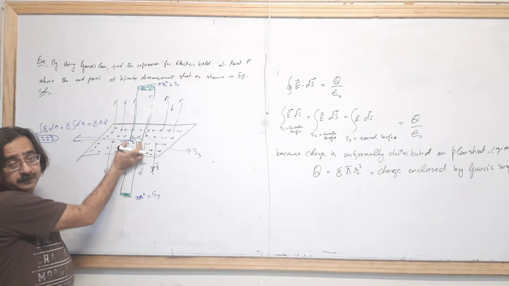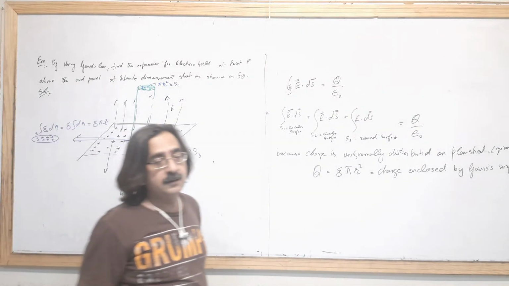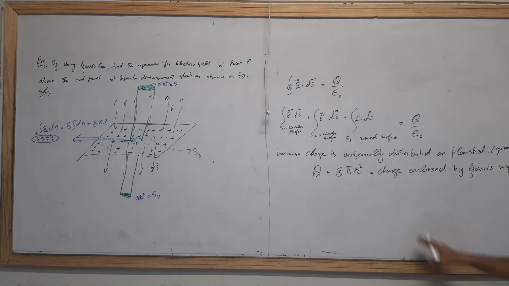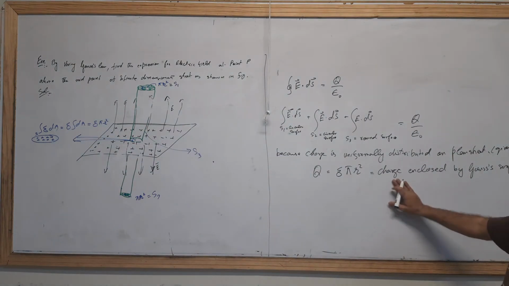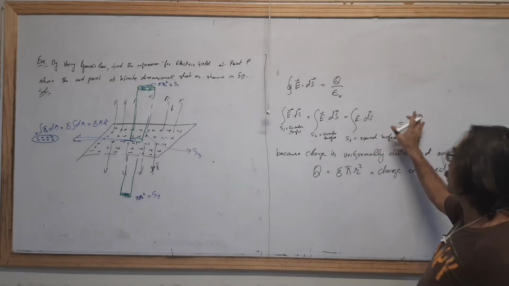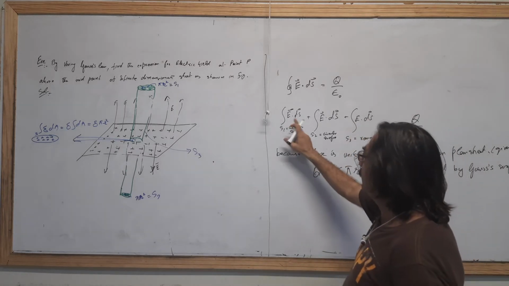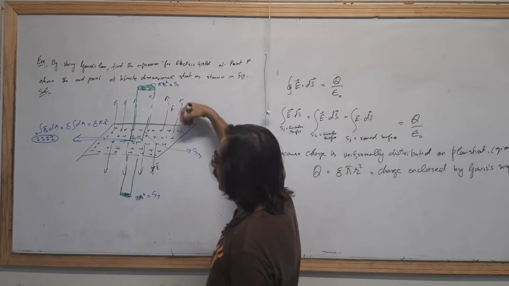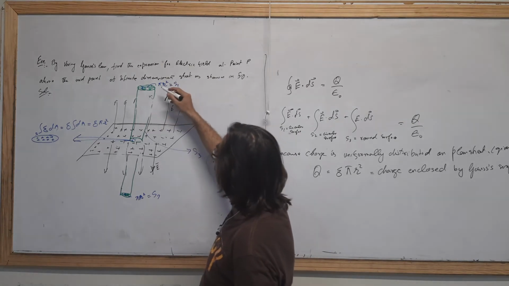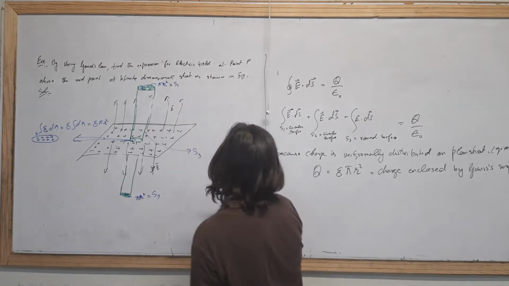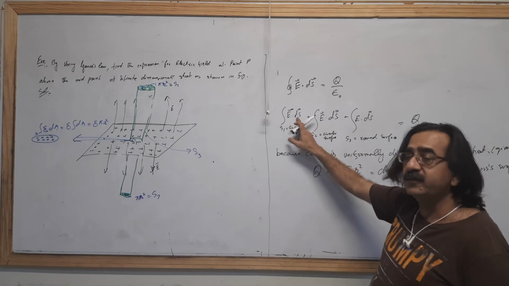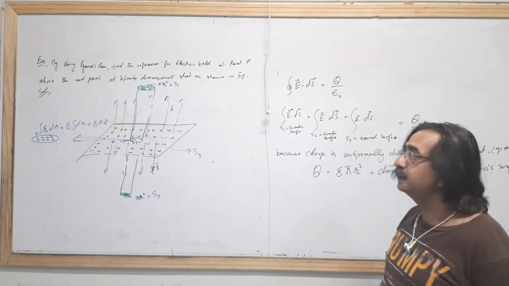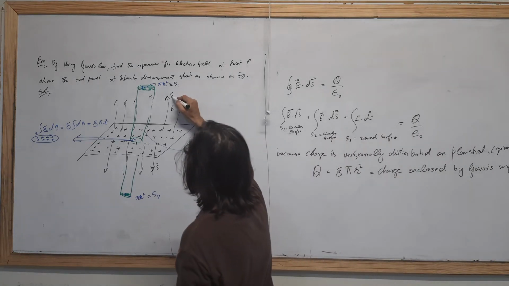So putting all these things together, S1 is the circular surface, with E radially outward. If this is S1, what will be the angle between the S1 surface and E? This is E, and this is the surface.